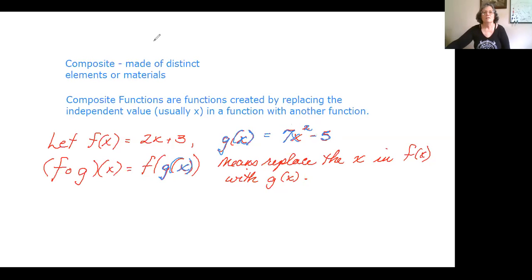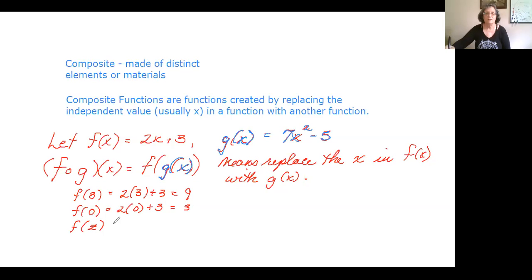Now f of x is 2x plus 3, so you know that f of 3 would be 2 times 3 plus 3, which is 6 plus 3, which is 9. F of 0 would be 2 times 0 plus 3, which would just be 3. F of z would be 2 times z plus 3. No way to simplify that. So essentially, f of anything means multiply 2 times that anything and then add 3.